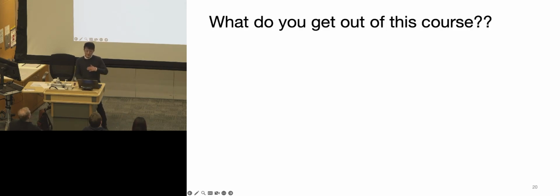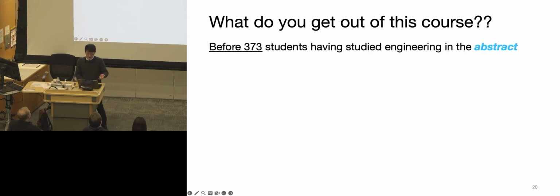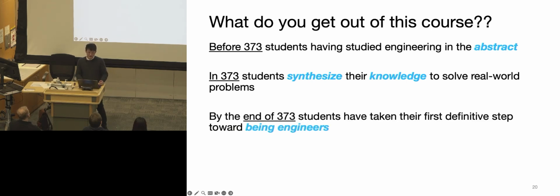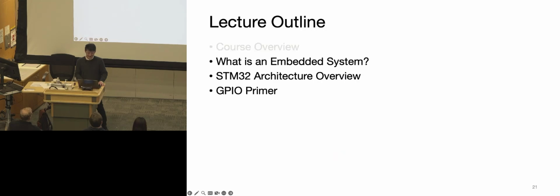And after all that time commitment, what do you get out of this course? Before this class, you have learned engineering mostly in abstract concepts. From this point on, you will be using this knowledge to solve real world problems. And by the end of this course, hopefully you will have your first working embedded system from scratch, and take the very first step towards being an actual engineer. From the textbook to the real working system. So it's a very transformative course, and it's going to be very fun. All right, that's the class overview. Any questions so far?